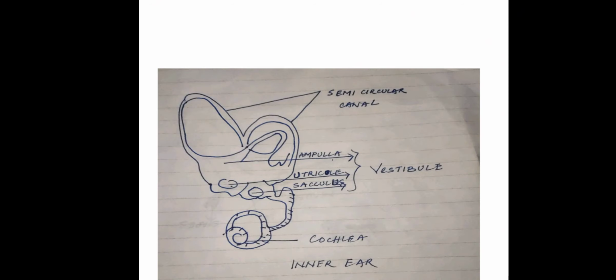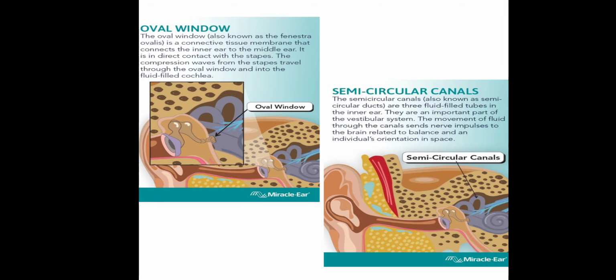Next, we have the inner ear. It consists of the semicircular canals, vestibule, and cochlea. Before going through that, we need to understand the oval window, the connection that helps to connect. The oval window, also known as fenestra ovalis, is a connective tissue membrane that connects the inner ear to the middle ear. It is in direct contact with the stapes. The compression waves from the stapes travel through the oval window and into the fluid-filled cochlea.